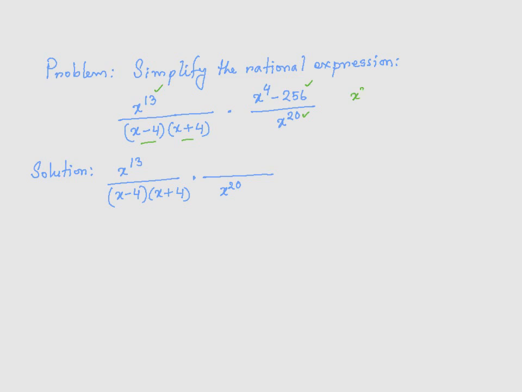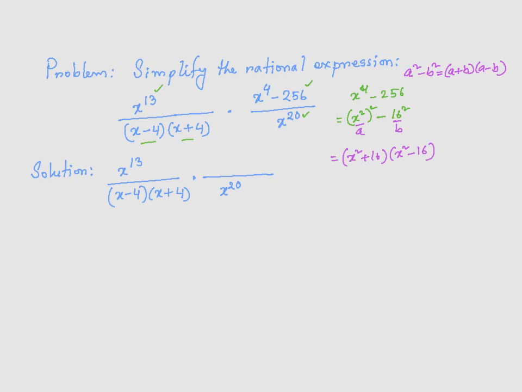So let's do so. x to the power 4 minus 256 could be simplified this way. x to the power 4 is x square times x square, minus 256 is 16 square because 16 times 16 is 256. Now this is something we could simplify using the difference of squares formula. Remember, the difference of squares formula says a square minus b square is equal to a plus b times a minus b. In this context, my a is x square and my b is 16, so I could rewrite it as x square plus 16 times x square minus 16.